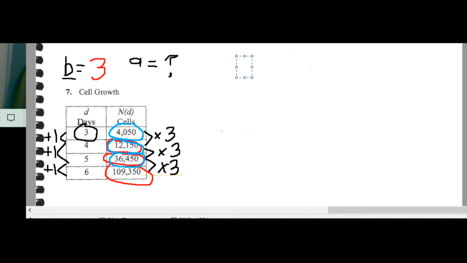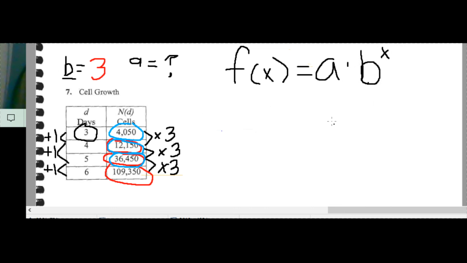So always start with your general equation, which is f of x, our output, is equal to a, our initial value, times b, which is our constant multiplier, to the x power, the power of our input. So I need an output and an input. I've got 4 of them here: 3, 4,050; 4, 12,150; 5, 36,450; and 6, 109,350.